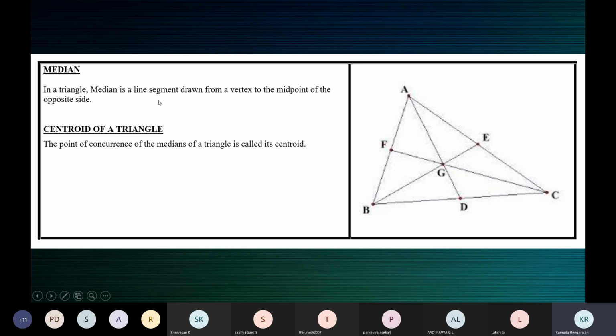So what is a median? The median is a line segment drawn from a vertex to the midpoint of the opposite side. So in this triangle ABC, AD is a median because it's drawn from the vertex A to the midpoint of the opposite side BC. D is the midpoint of BC, E is the midpoint of AC, F is the midpoint of AB.